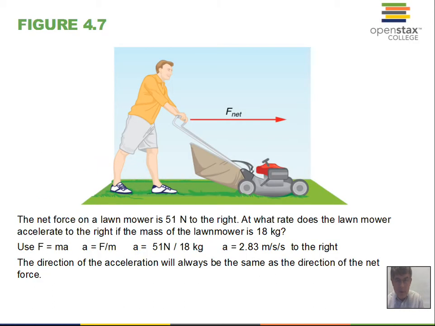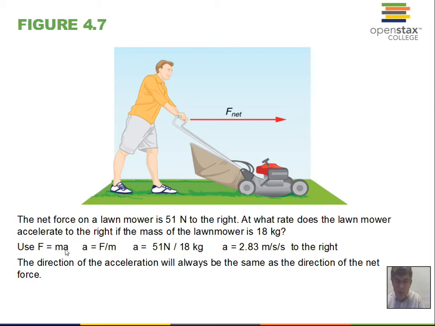So an example here, mowing the lawn. This person is going to be pushing on the handle here, and the friction of the ground on the wheels provides a backward resistance to that, but there's a net force. We won't worry about the details of doing this net force in this particular problem. That'll come later when we examine the individual forces and add them up as vectors. Now let's suppose we have 51 newtons to the right as the net external force. At what rate does the lawnmower accelerate to the right? What is the acceleration if the mass of the lawnmower is 18 kilograms?